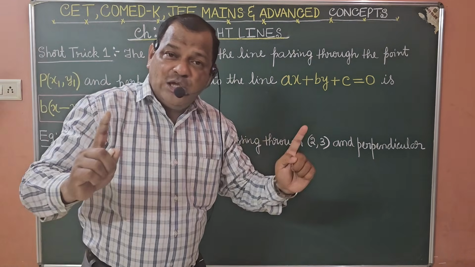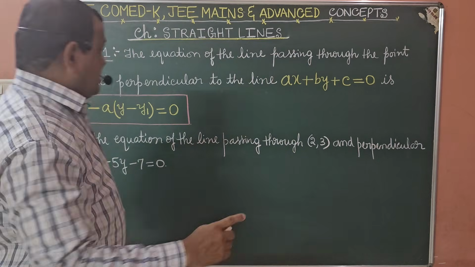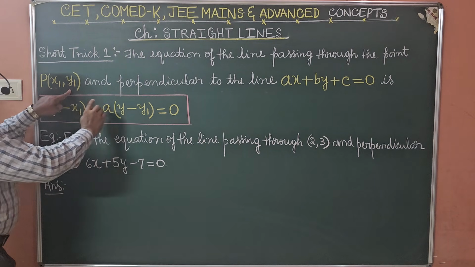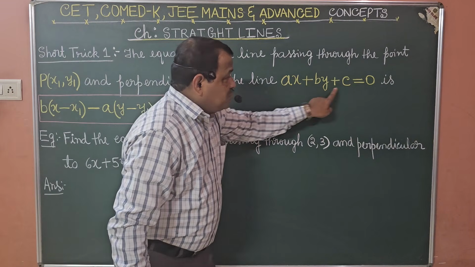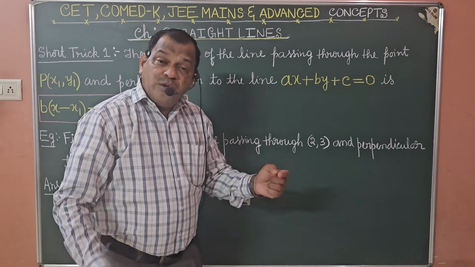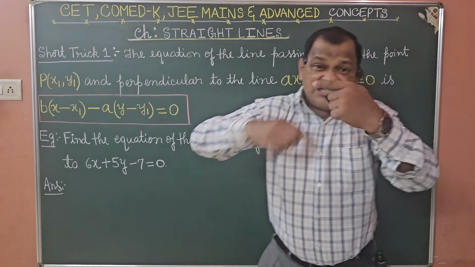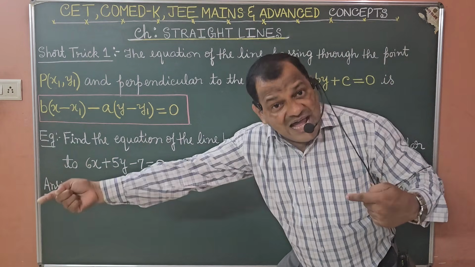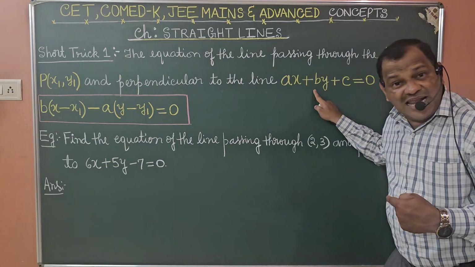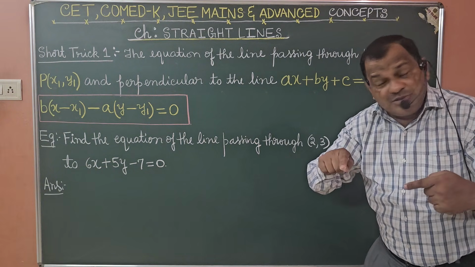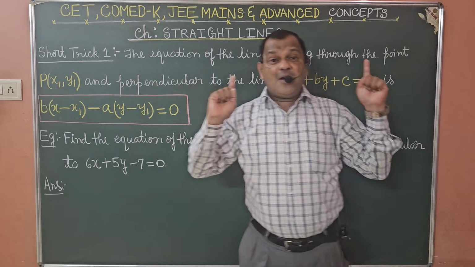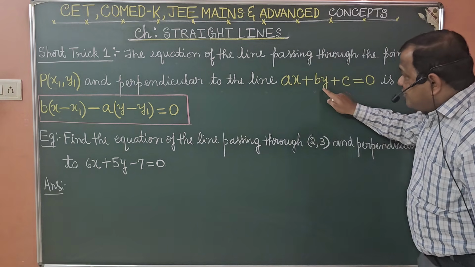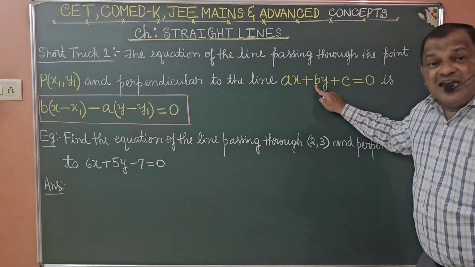Now let me tell you what they will give in the question. They will give in the question the point x1, y1 and a line ax plus by plus c equal to 0. We need to find the equation of a new line perpendicular to the given line ax plus by plus c equal to 0 and passing through the point x1, y1. The hint is you go to the coefficient of y in the given line, b.